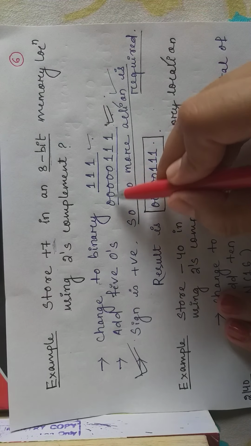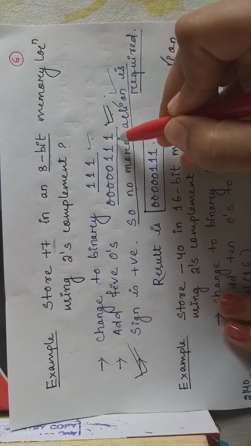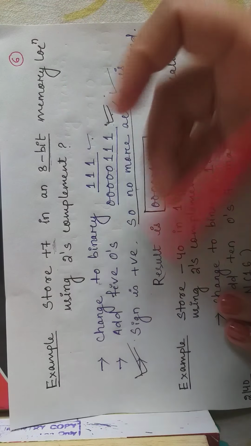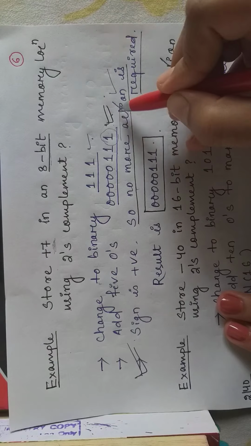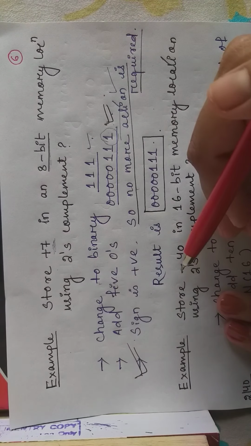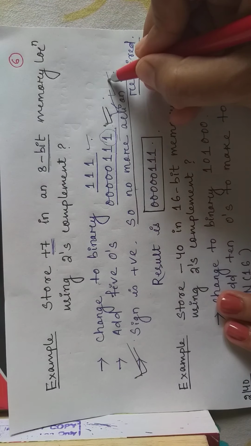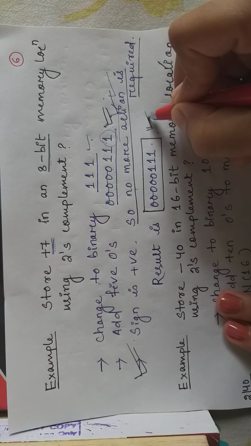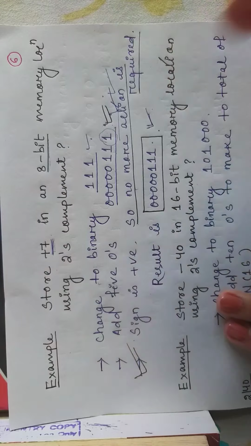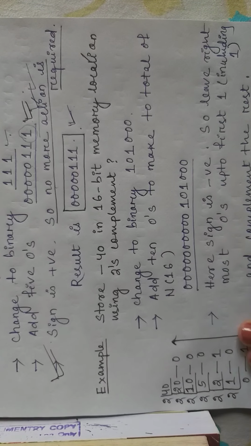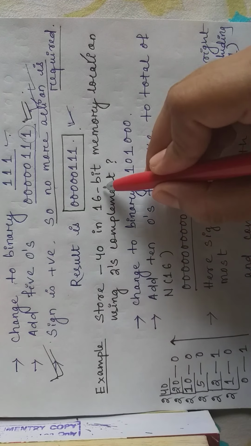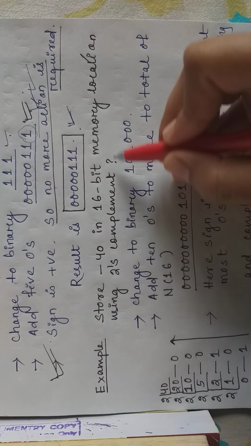We know that we go from right to left, and the first one will remain same, and after that all the bits are changed. But here, as the number is positive, no more action is required, and this is the result for the 2's complement of plus 7. Next example, store minus 40 in 16-bit memory location using 2's complement.